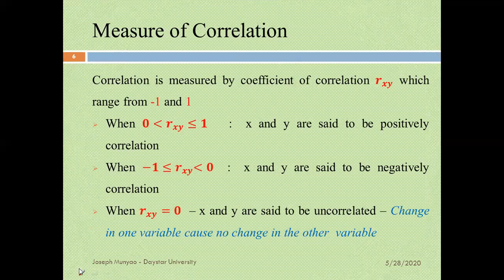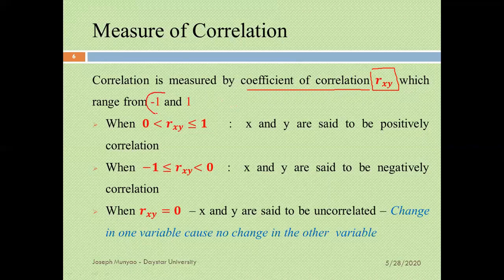Now, how do we measure correlation? Correlation is measured by a quantity we call the coefficient of correlation, which we denote like this. That coefficient of correlation ranges from -1 all the way to 1. So -1 ≤ Rxy ≤ 1. That is the range. When it is from 0, not 0 itself, but all the way to 1, then we say the two variables have a positive correlation.